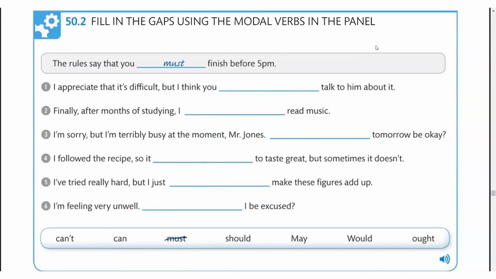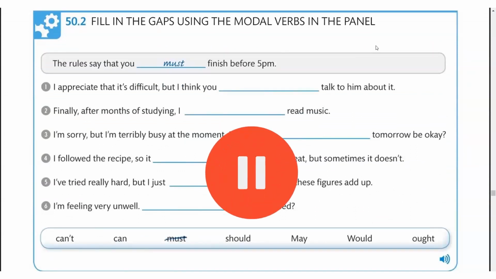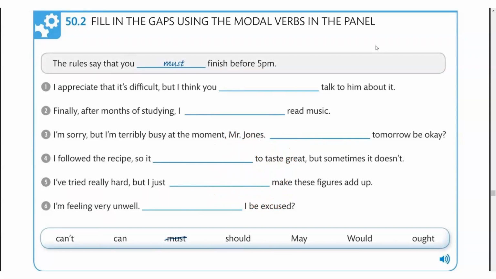Okay, here we have the next exercise. You can go ahead and pause the video if you'd like. You have to choose from the selection below: can't, can, must, should, may, would, and ought. The first one is done for us. The rules say that you must finish before 5 p.m. Okay, great. Must. There's no other choice. We are making this an obligation. So we used must for the example. Let's go ahead and look at the next 6.